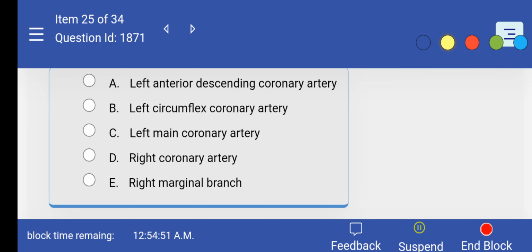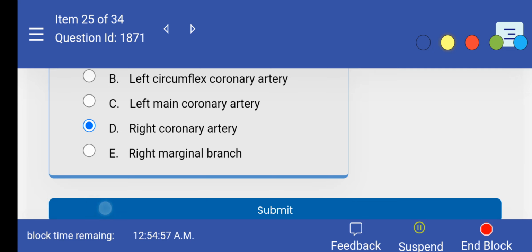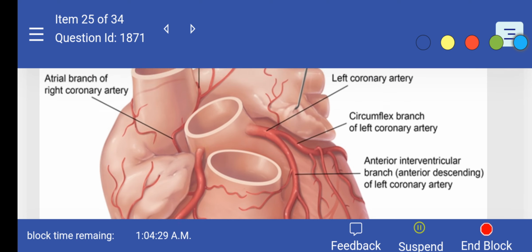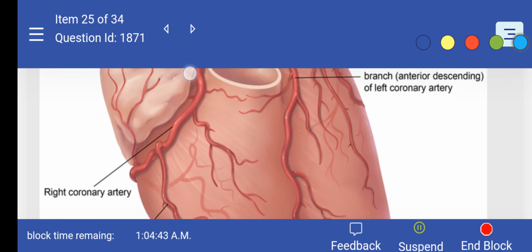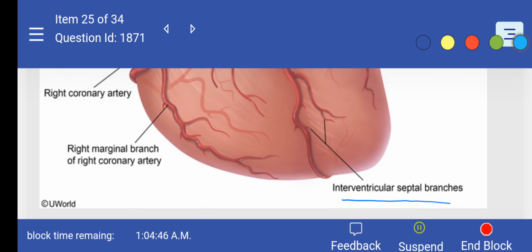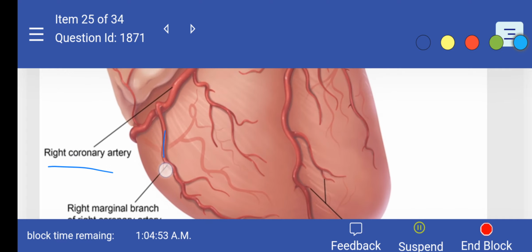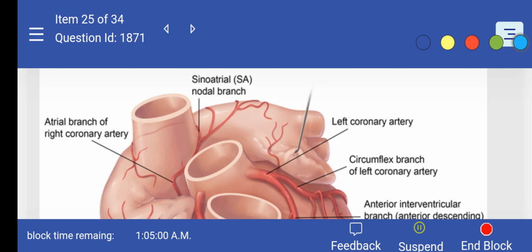So the correct answer for this question is, in my opinion, right coronary artery, right? If we look at the heart's blood supply, we have the right coronary artery and the left main coronary artery. The left main coronary artery divides into the left circumflex and the LAD, left anterior descending artery, right? When we go down, that gives rise to interventricular septal branches. On the right side, the right coronary artery gives rise to the right marginal branches.